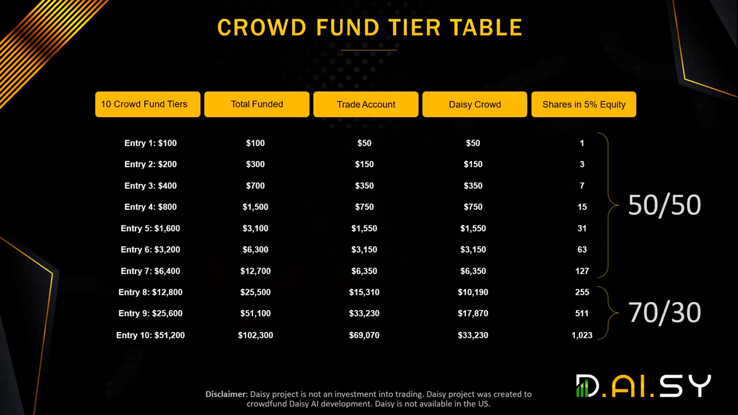All right. So I know maybe it sounded a little complicated, but this is where we actually start. From here, I'm going to explain to you what the different tiers are. The DAISY project has 10 different tiers, meaning 10 different levels, if you wish. The first level is level 100, tier one, and it costs $100 US dollars to purchase.